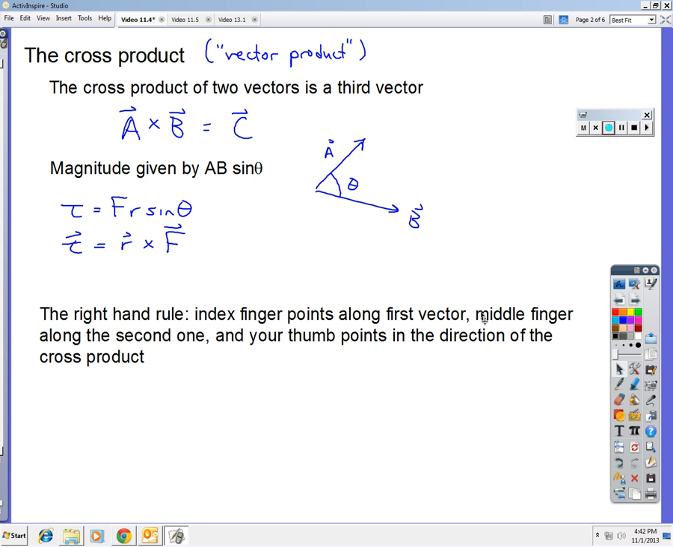So in this example here, A and B, you'll find that A cross B points into the page. Now if you do B cross A, so you point your index finger along B first, and your middle finger along A, you'll find your thumb is now sticking out of the page. So B cross A points in the opposite direction from A cross B, so the order does matter.